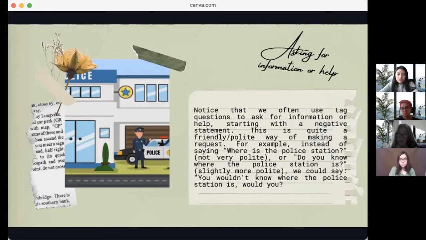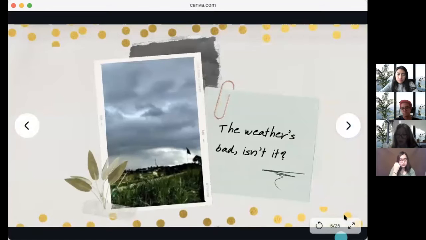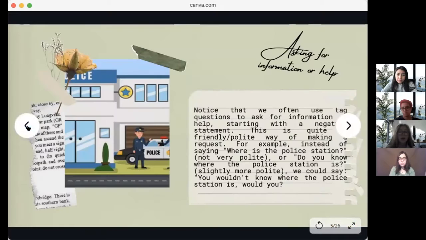Here are some examples. You don't know of any jobs, do you? You couldn't help me with my homework, could you? You haven't got ten pounds to lend me, have you? Now we're going to pass to another. Can you change, please?